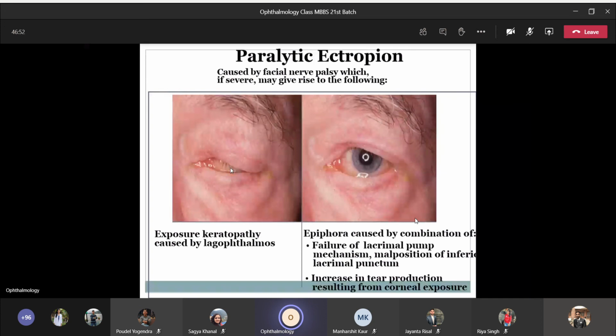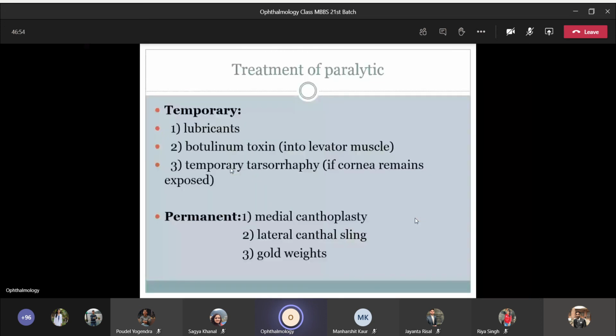Now, treatment of paralytic ectropion. Medical treatment includes lubricating drops, botulinum toxin, which is given in levator muscles, and temporary tarsorrhaphy. This temporary tarsorrhaphy is to close the eyelid so that the cornea is not exposed. And the permanent treatment includes medial canthoplasty, lateral canthal sling, and gold weights.